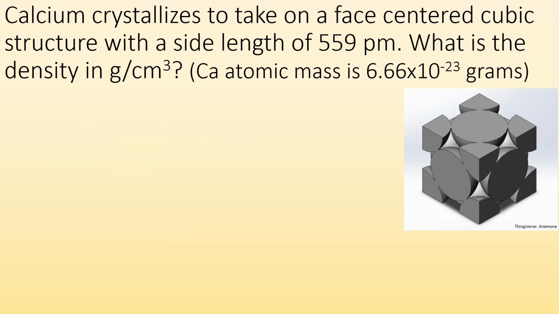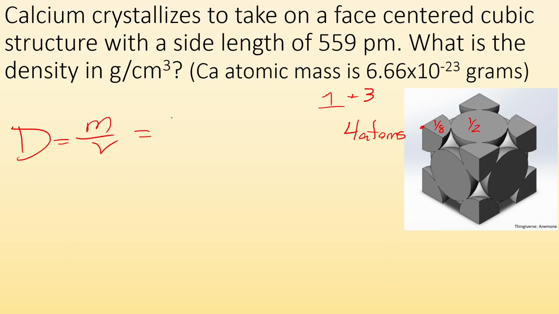Follow-up question, what is the density in grams per cubic centimeter? And they give you the mass of a calcium atom. So again, I have 1/8 at each corner. So that gives me 8 corners, 1 whole atom, plus I have 1/2 on each face. There's 6 faces, so 3. I have 4 atoms total. So again, if I want density, mass over volume, I know my mass is going to be 4 times 6.66 times 10 to the negative 23 grams, divided by, all right, well, picometers, not my favorite thing, right?